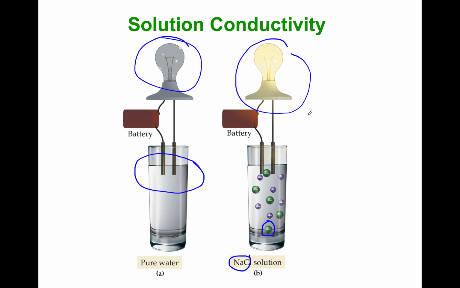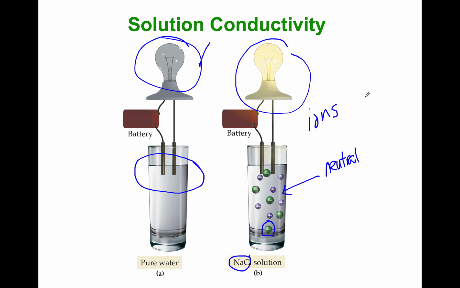So things like sugar, sucrose will dissolve in water, but it does not have ions. It has neutral particles. So you put this on the light bulb apparatus, and sure enough, you get no bulb. So the key is you have to have ions. If you want the light bulb on, you have to have ions. With no ions, nothing happens.